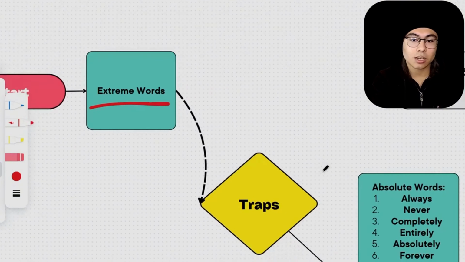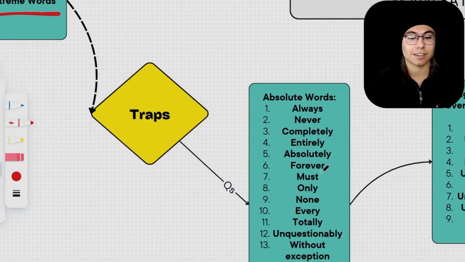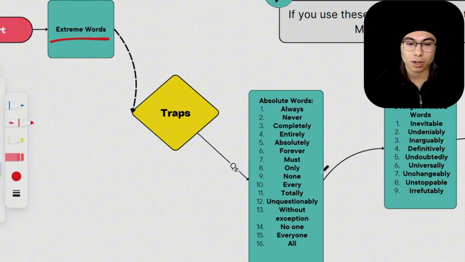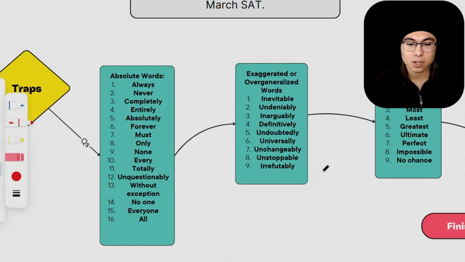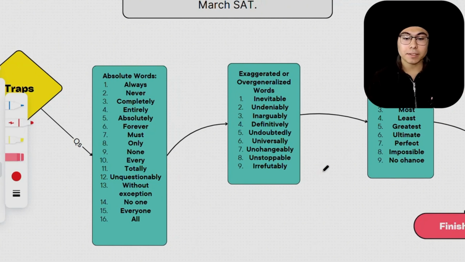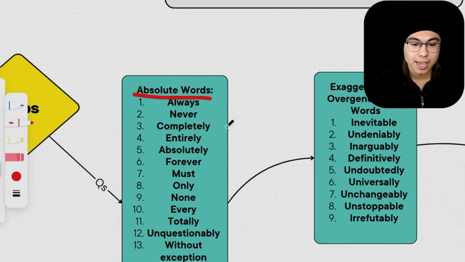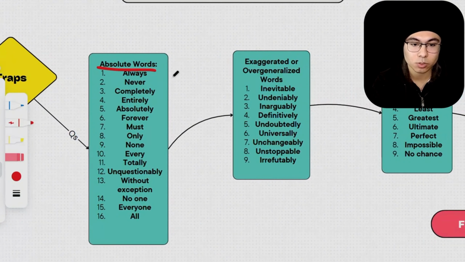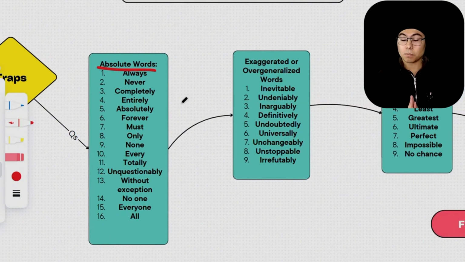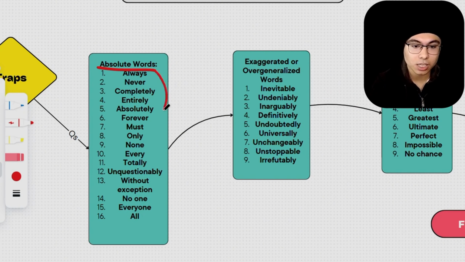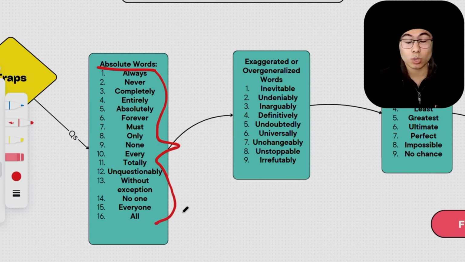So I've actually gone ahead and collected all those extreme words that you should be aware of, and I found 3 main patterns. The first type of extreme words is absolute words. Those include words like always, never, completely, forever, all, everyone. I highly recommend you be aware of these words.